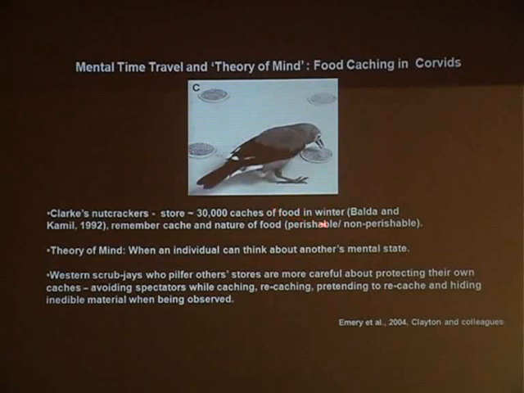The idea of theory of mind, when an individual can think about another's mental state, was given by this species of birds which are called Western scrub jays. Now, Western scrub jays basically are, again, food-storing birds. They cache their food. And the ones that are thieves, basically the ones that pilfer other stores, are known to be more careful about protecting their own stores because they know that what can happen to others can happen to them as well. So what they do is they avoid spectators while caching, they recache, they pretend to recache and hide inedible material when being observed. However, the interesting thing is that if their mate is present, then they don't resort to these behaviors. So obviously it depends on who is observing this bird.